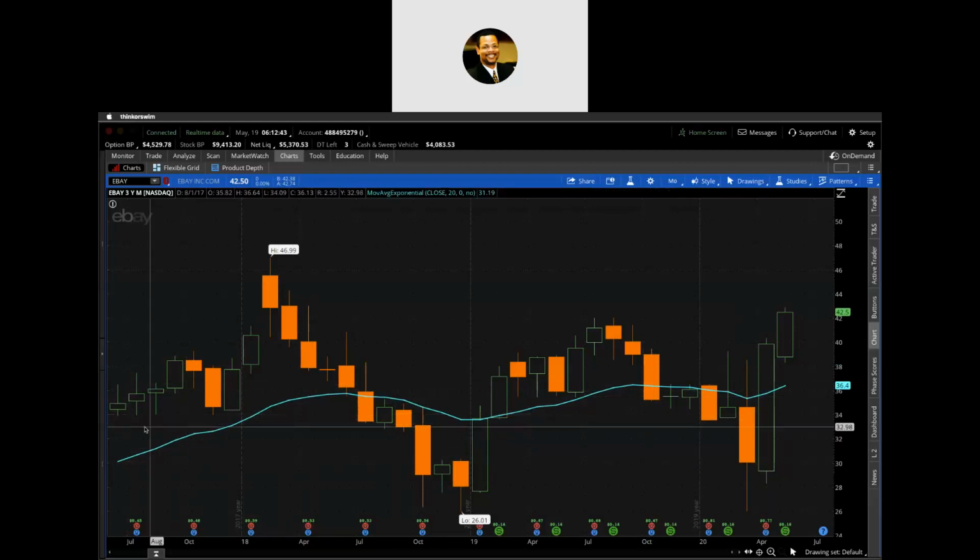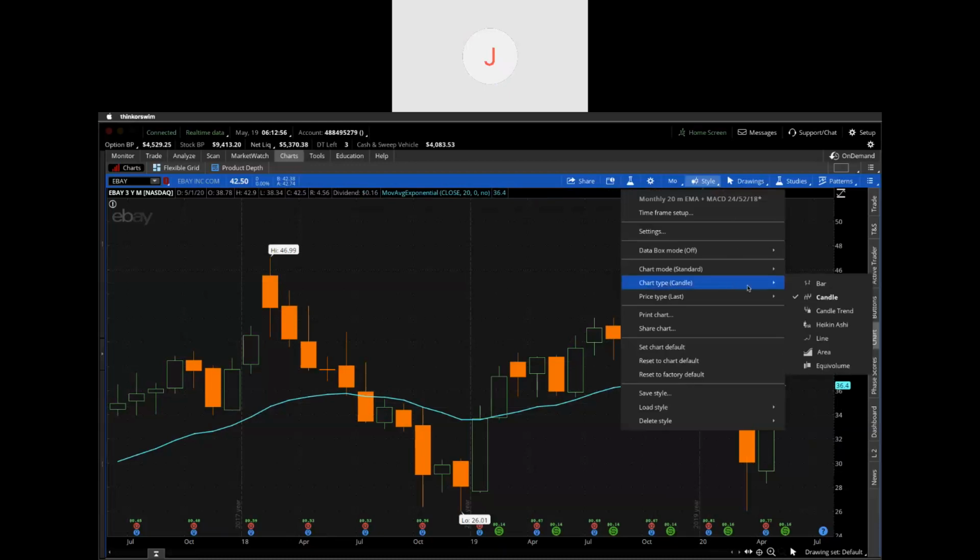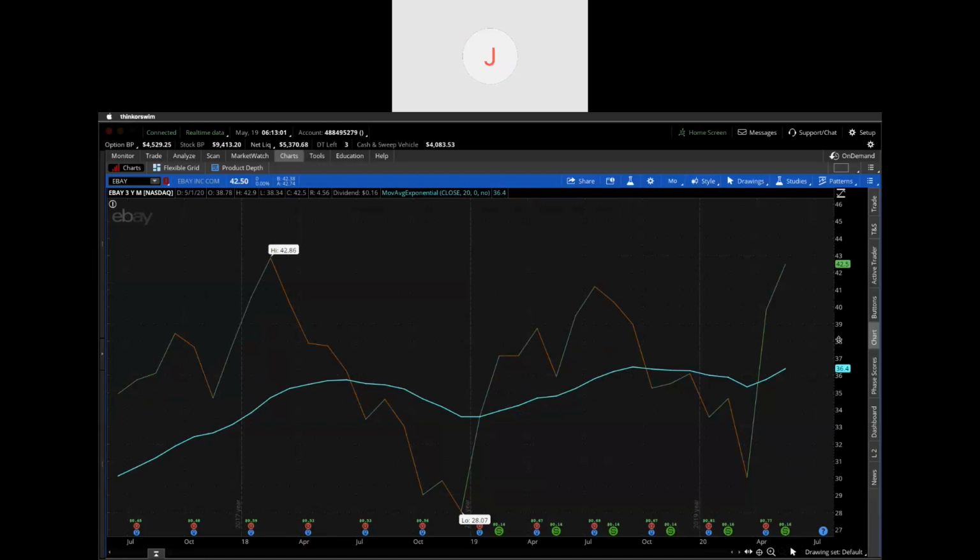So basically you see some candlesticks were above the average and some candlesticks were below the average. Everybody see that? Yes, sir. All right. So now I'm going to change from candlesticks to a line chart. So now you see the line going above and below the moving average.